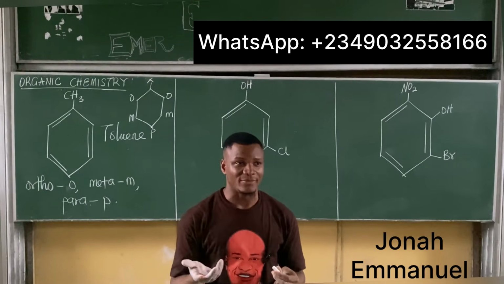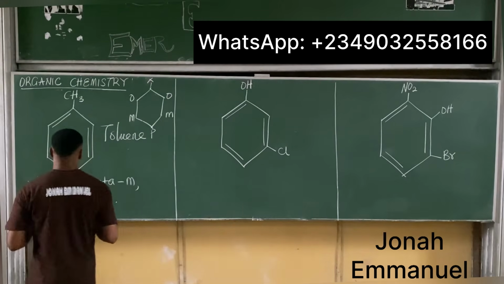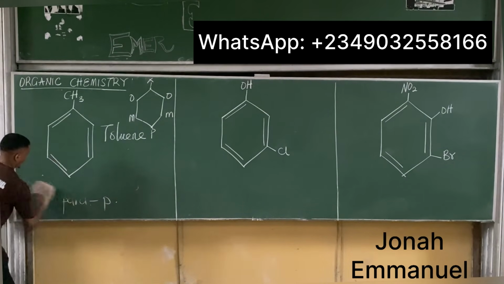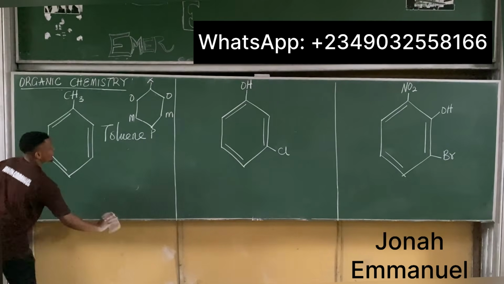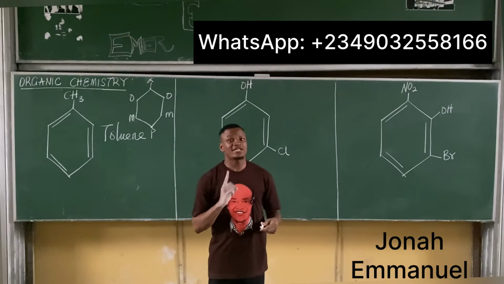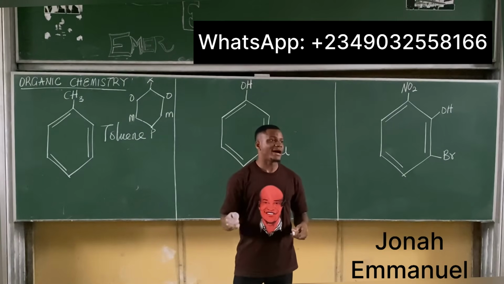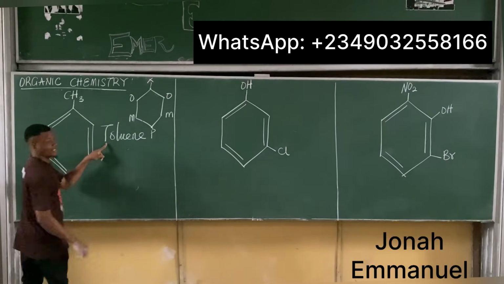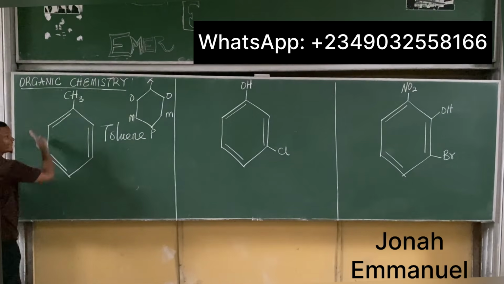Benzene can have two different names. The first name is when you consider the structure as a benzene. The second name is when you consider the structure as a benzene derivative. I'm calling this a toluene because it's a benzene derivative.